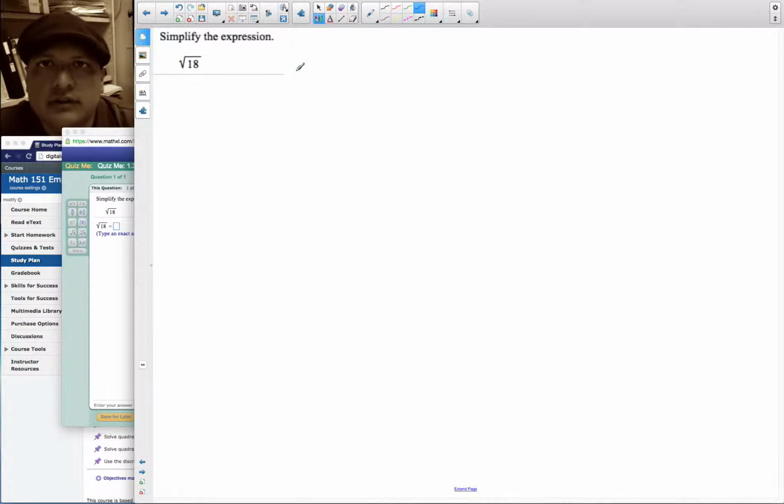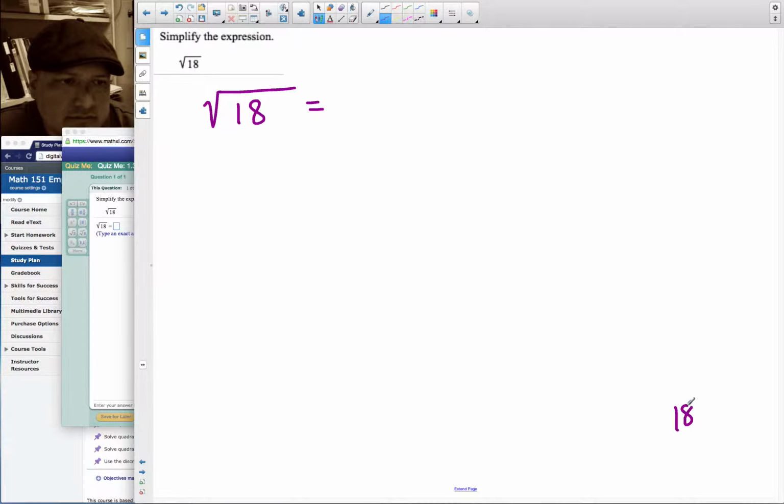Okay, so I'm going to show you a little method here that always works. We're going to take this 18 and factor it completely. There's a few ways to do this. You can make a tree, or you just start dividing by what you can. It's divisible by 2 because it's even. 9 is 3 times 3. So this is 2 times 3 times 3.